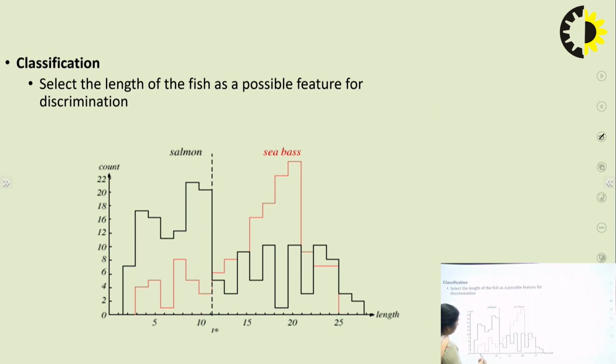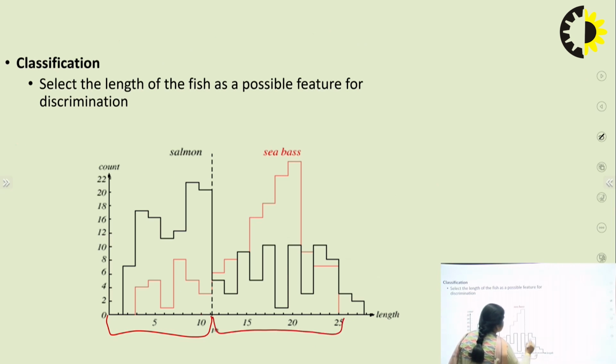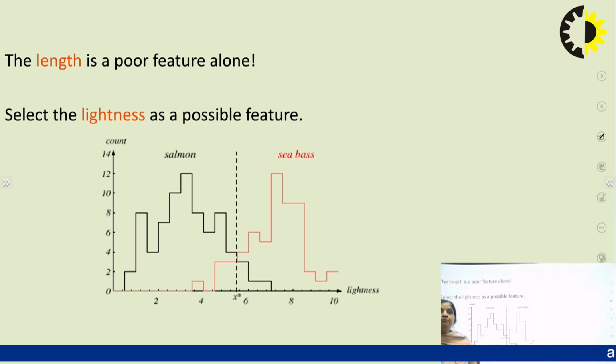From here we are able to see that if length is in this particular segment, then these are mostly salmon, and if we look at this particular segment, mostly sea bass. But again, we can say that salmon are classified here also. It means some salmon have a length greater than this. Now this is not a small number, it's a big number. A big number of salmon have been classified as sea bass, and in the same way sea bass have been classified as salmon. So it is not a good feature, it is a poor feature.